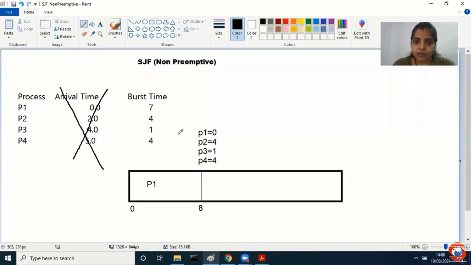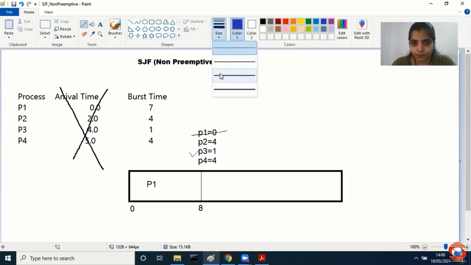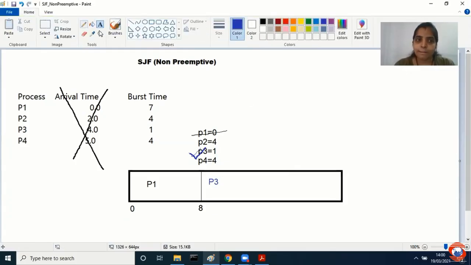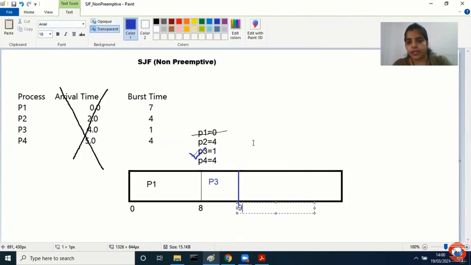Right. अब P1 का तो calculation हो गया. Next, I did not follow the algorithm actually. Algorithm says shortest job first. Who is the shortest among these three? P3 is the shortest. तो पहले ये P3 execute करेगा. आया समझ में? P3 का complete execution is of 1. So यहाँ पे आएगा 9.